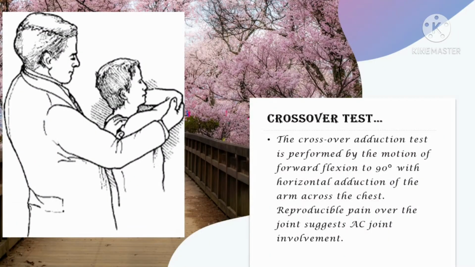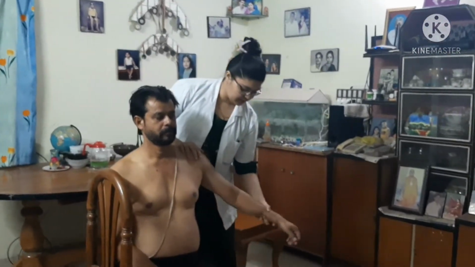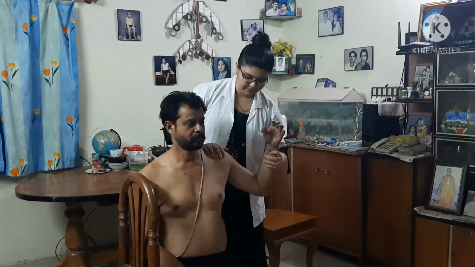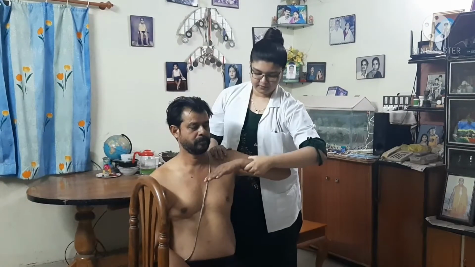Okay, relax. Crossover test. The crossover adduction test is performed by the motion of forward flexion to 90 degrees with horizontal adduction of the arm across the chest. Reproducible pain over the joint suggests AC joint involvement. This is the picture of the crossover test shown here. Just take your hand like this. Then do this. Again.